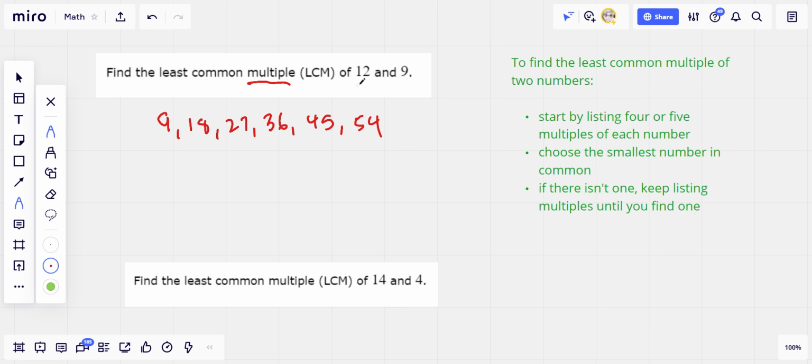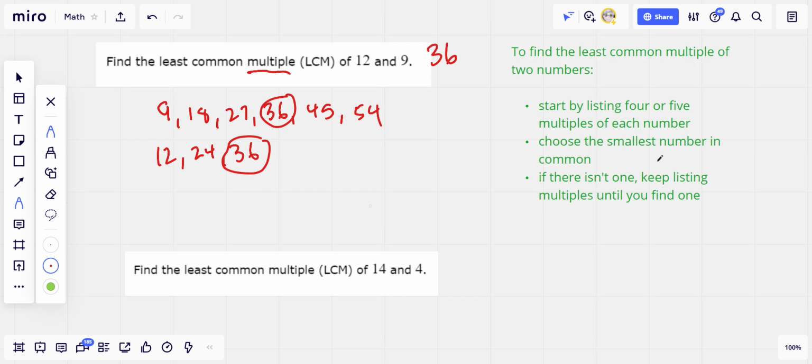So these are multiples of 9. Let's list multiples of 12. So we got 12 times 1. 12 times 2 is 24. Let's see, 12 times 3 would be 36. I can stop because look, 36 here, 36 here. So 36 is our least common multiple of 12 and 9.